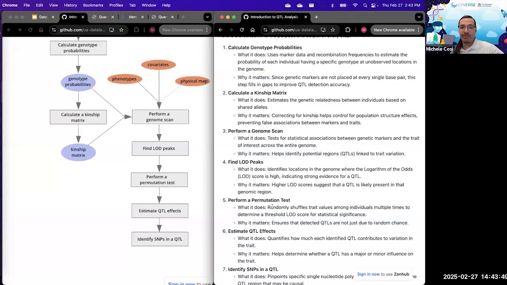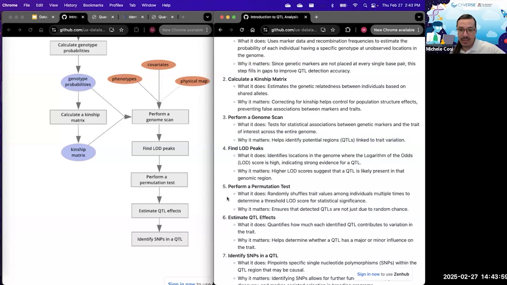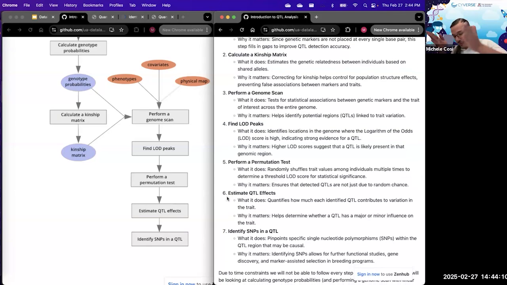And once you do the permutation test, you know that you may have some QTLs that you can work with. So what you want to do next is to estimate its effects, and figure out whether this QTL has a major or minor influence on a trait. And lastly, you focus in even more on the SNPs in the QTL to understand whether these regions are what you're looking for, essentially.